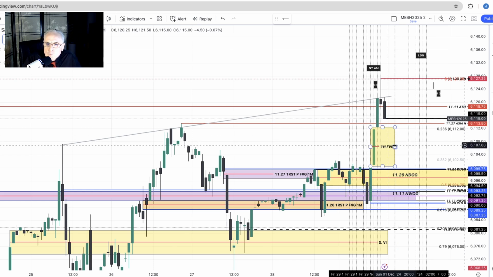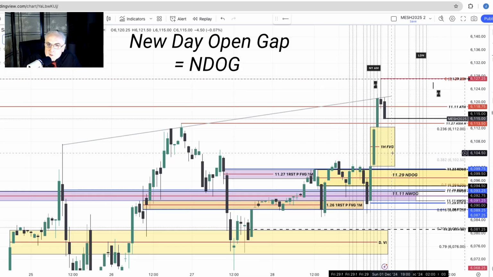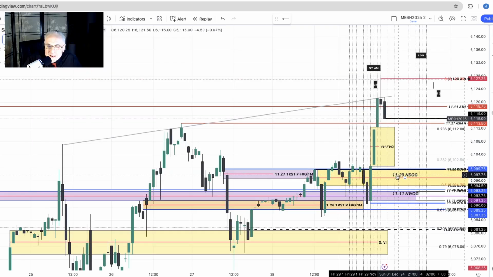So middle of this 1 hour fair value gap, bottom line, we've got to go 6016.25. I'm looking for that in the first 24 to 48 hours. And then if we can get and hold below it, 6106, there's a good chance we go for the end dog of Friday. So I'm keeping the end dog, even though it is a daily open gap for Friday. It also coincides with this November 27th fair value gap. That's the first present 1 minute fair value gap on the 27th.